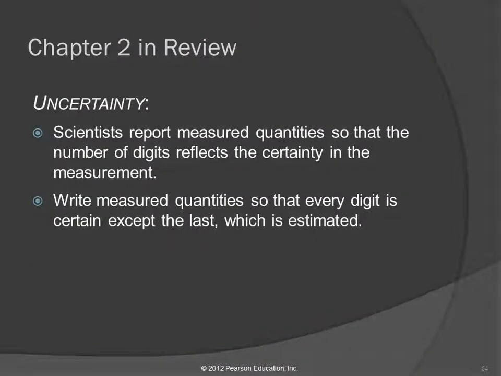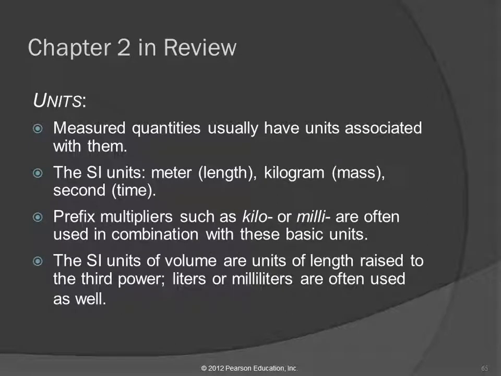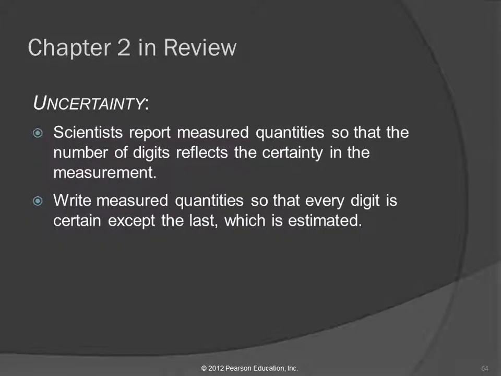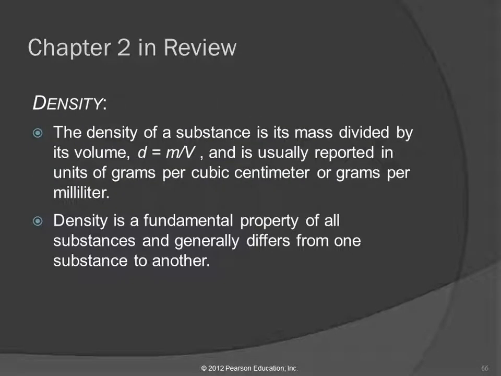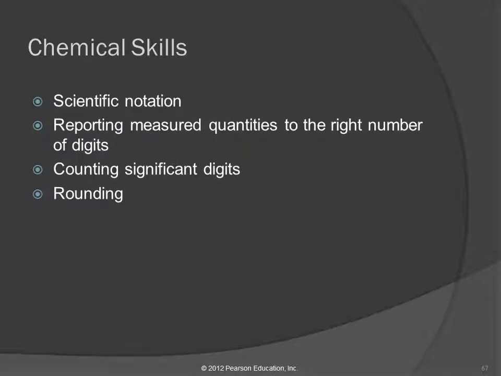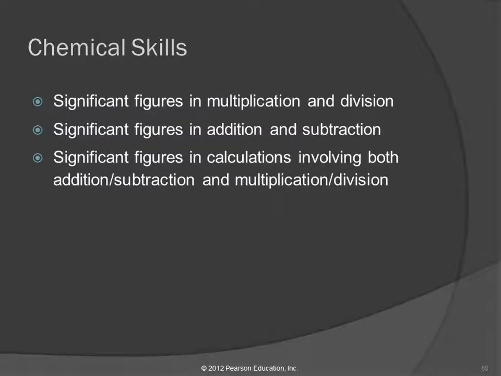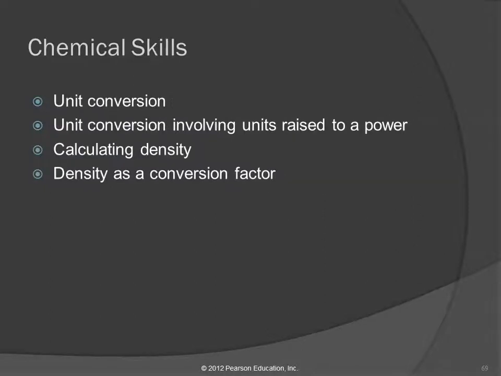So then the chapter 2 in review. So these slides, I'm not going to go over them, but they are available to you on PowerPoint. These just kind of summarize the things we covered in chapter 2. We talked about uncertainty, we talked about units, we talked about density. These are skills, not just concepts, but what should you do using scientific notation, reporting measured quantities, the right number of digits, counting significant digits, rounding, using sig figs in different sorts of operations, converting units and calculating density. End of chapter.